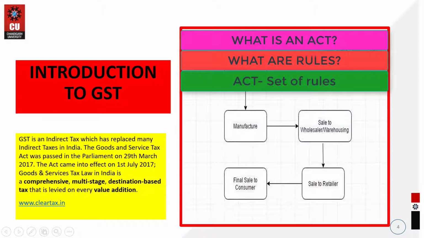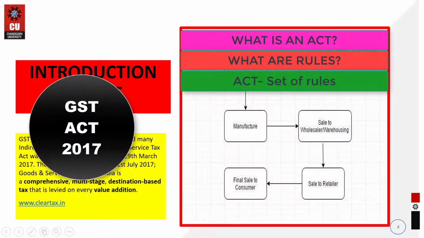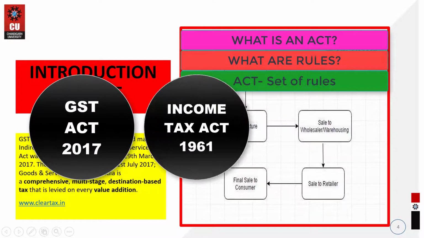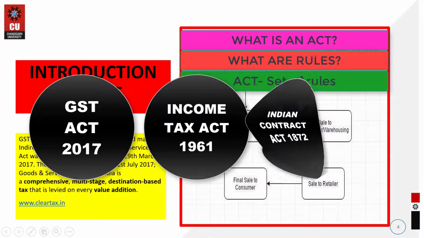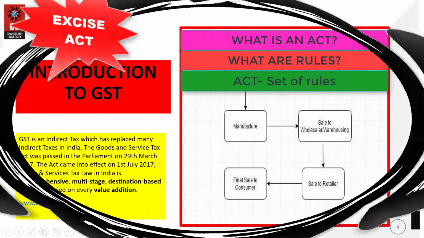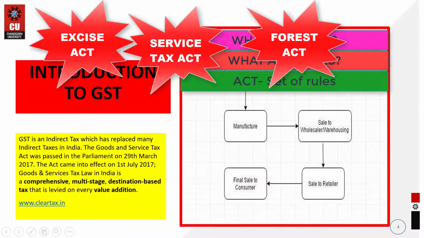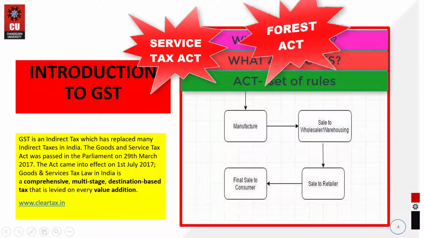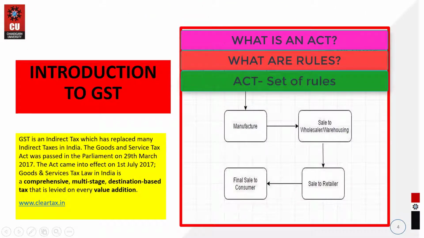For example, we have many acts. We have the GST Act 2017, the Income Tax Act 1961, the Indian Contract Act 1872, and many more acts. Excise Act, Service Act, Forest Act, Patent Act, Trademark Act, Copyright Act, Design Act, and many more. So the thing which I want you to know is, what is an act?